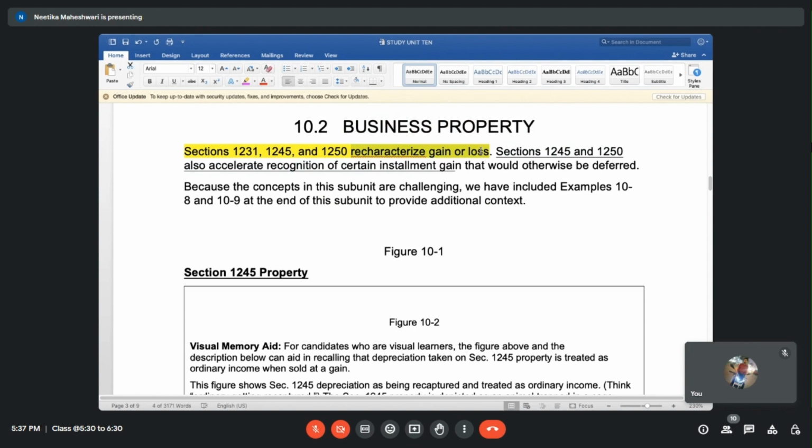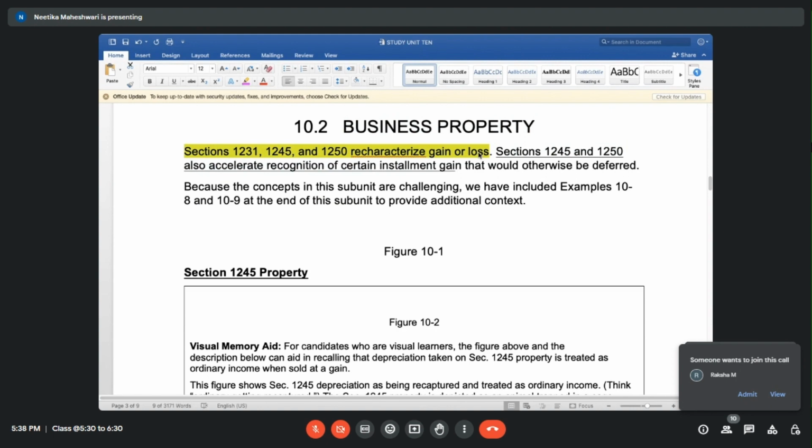What we need to do is there are three sections which are very important: section 1231, section 1245, and section 1250. These three sections are very important, and whenever we are working on capital gains or on the sale of a business property, the software will ask us these questions. Is this a 1231 property? Is this a 1245 property, 1250 property?